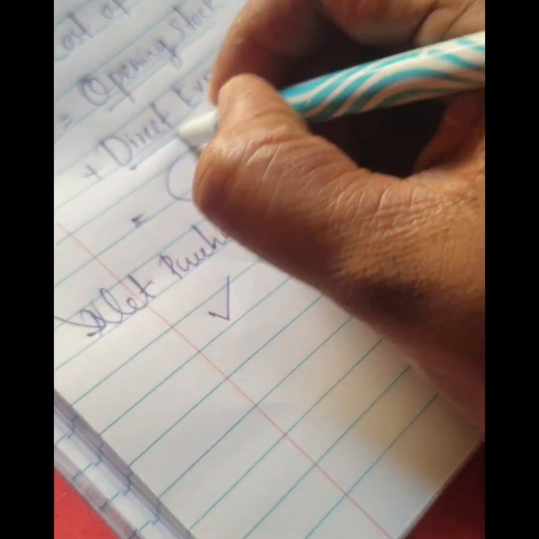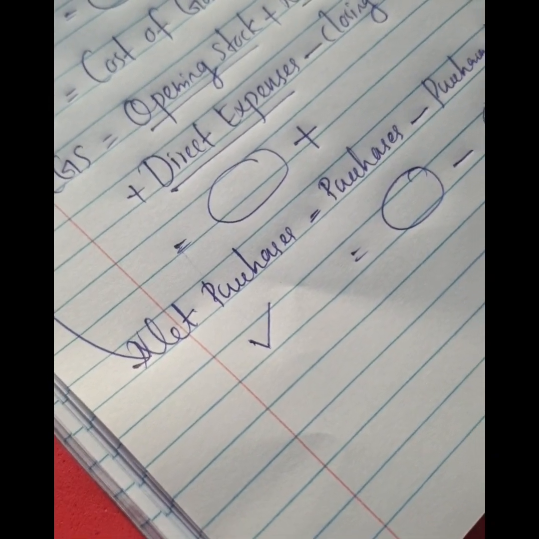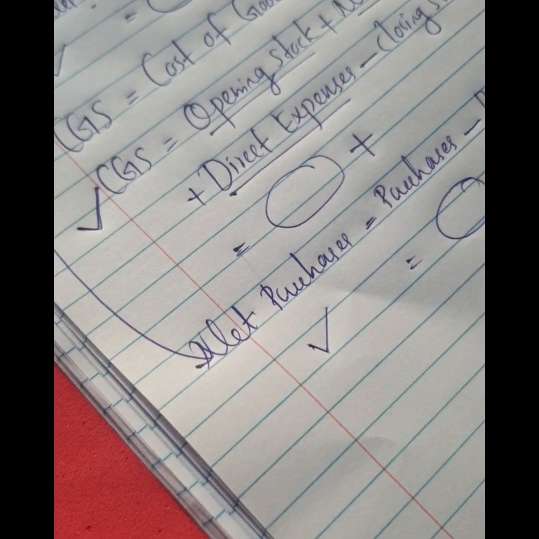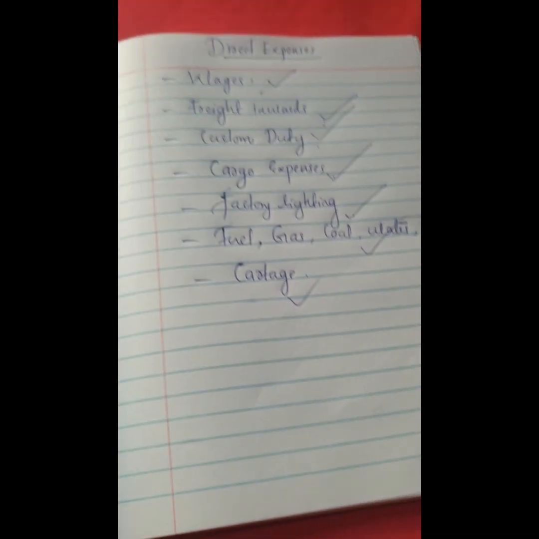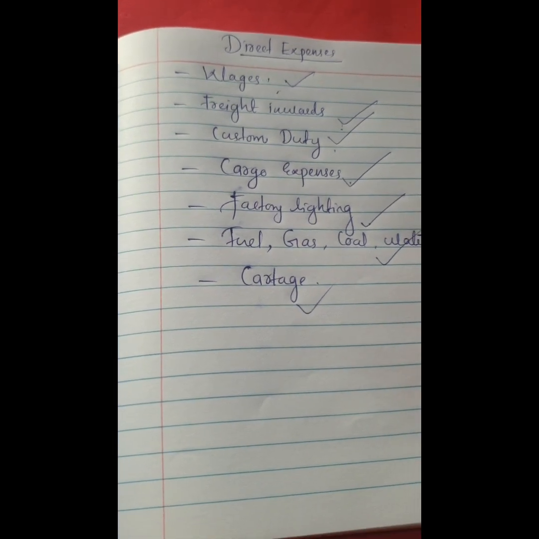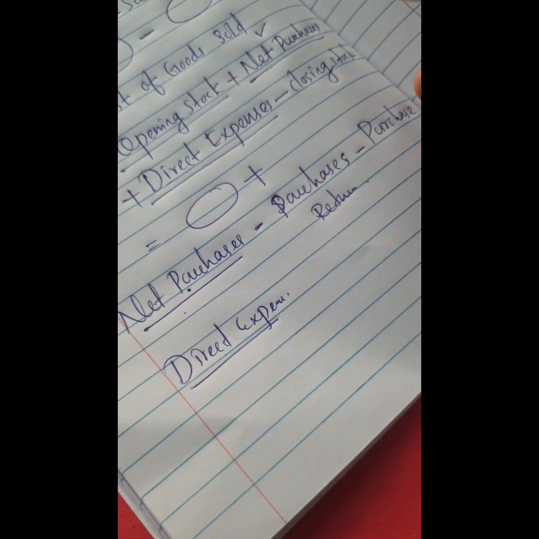Next we need to find out the direct expenses. This is also given in the question. Before that we have to know which are the direct expenses. Expenses that will come in the questions like wages, cargo expense, cartage, these are the direct expenses. So it should be kept in your mind, then only we will get it. So direct expenses you can write here.